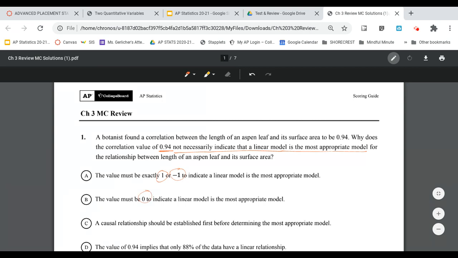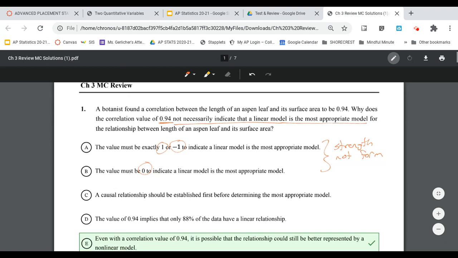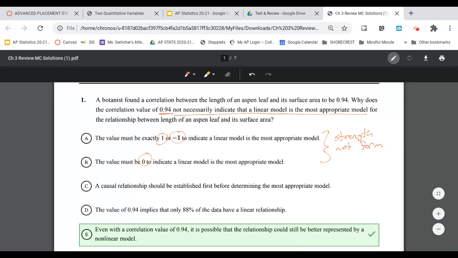Okay, so 0.94 is close to 1, positive 1, but keep in mind that R values, be it 1, negative 1, or 0, those are about strength, not form. And right now we're talking about form. We're talking about whether it's linear or nonlinear. You could have something that's pretty close to 1 or negative 1, but also has a slight obvious curve to it. And in that case, linear isn't the best. So that's about strength, not form. This one is talking about, remember that causation does not necessarily equal correlation. Just because two things have a strong relationship between them does not mean that one is causing the other.